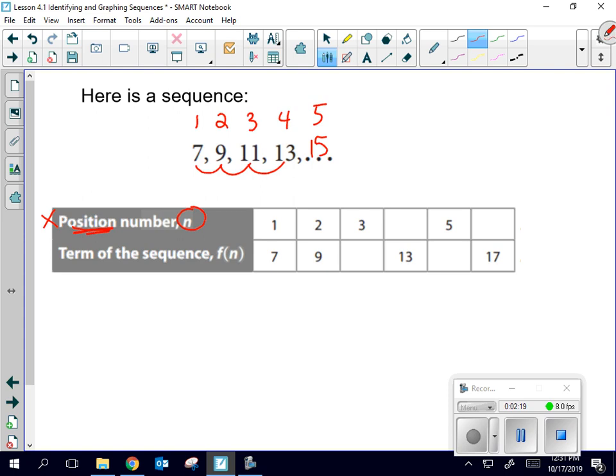All right, in the first position, we have 7. In the second position, we have 9. In the third position, we have 11. In the fourth position, we have 13. In the fifth position, we have 15. And then 17 would be in the sixth position. So n stands for position. F of n stands for the term that you're looking for. So we have to remember these.